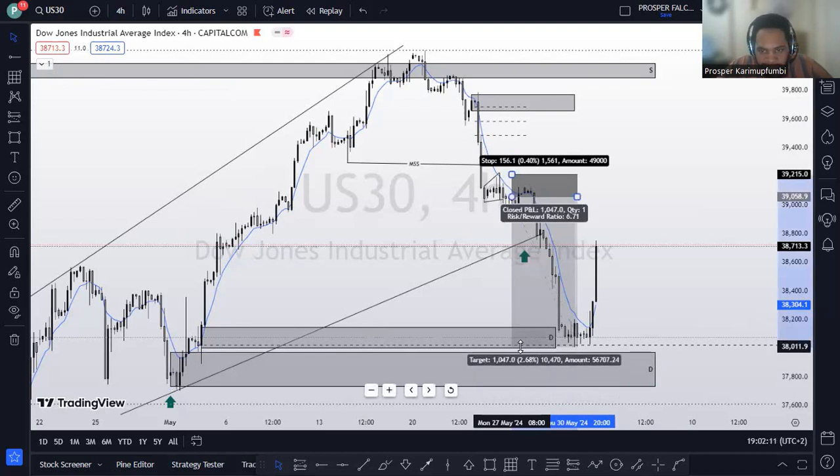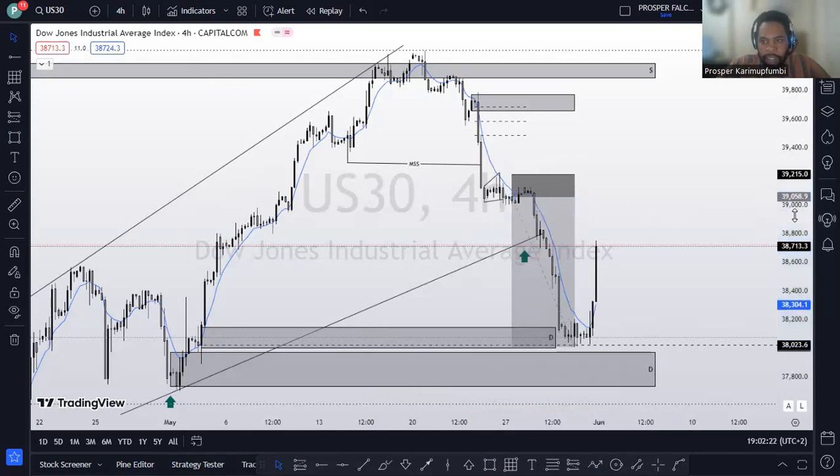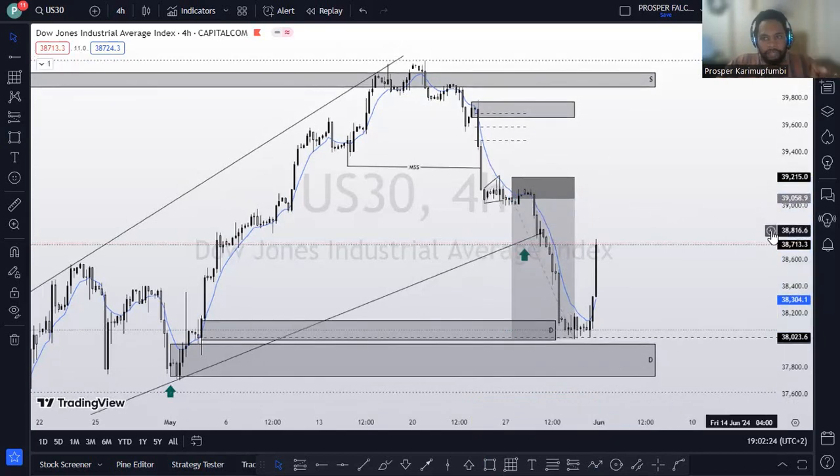I actually captured something like 1047 pips, right? So this was more like a 1:6.7 risk to reward ratio on this setup, right? So this is the first setup that was actually presented within this week, right?